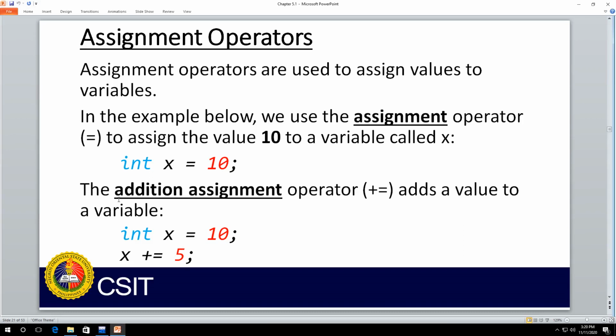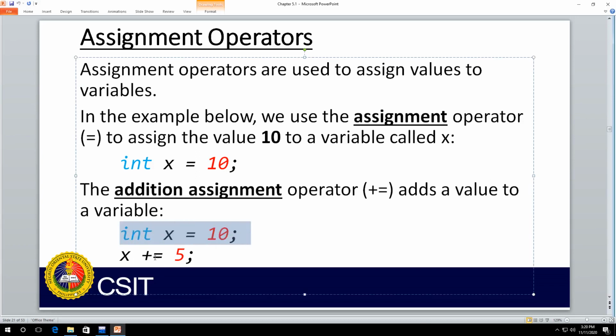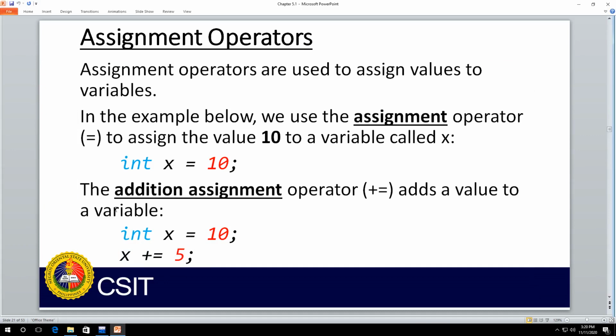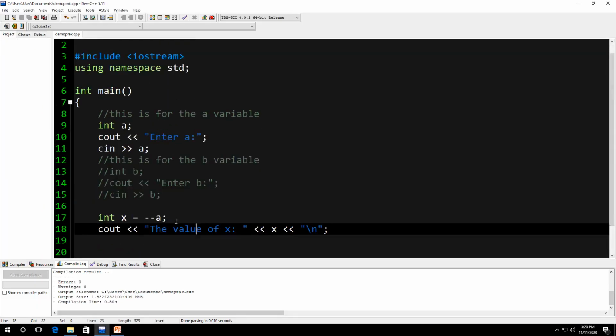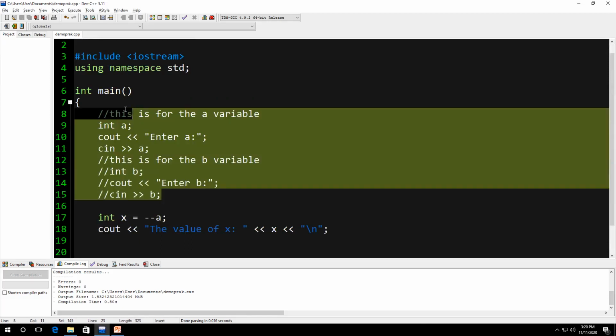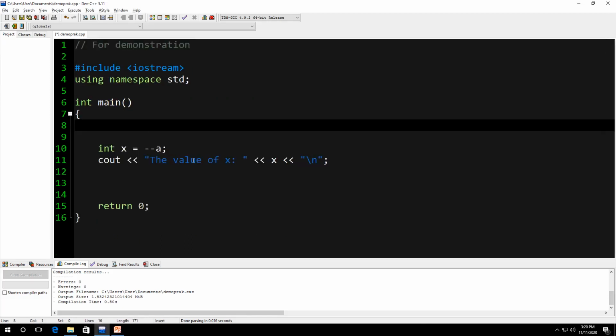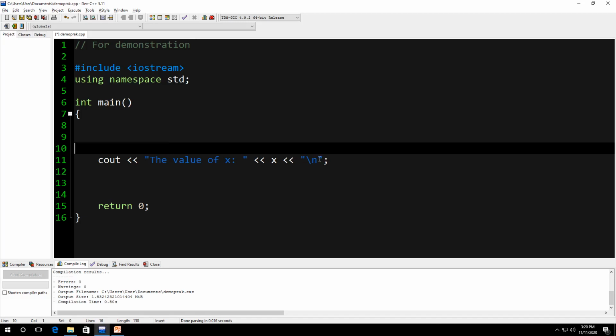So the addition assignment operator, which is equals to this one. This is the addition assignment operator, adds a value to a variable. So this one, we have int x equals 10. So if we put x addition assignment 5, so we'll try it. Let's remove this one, remove this.